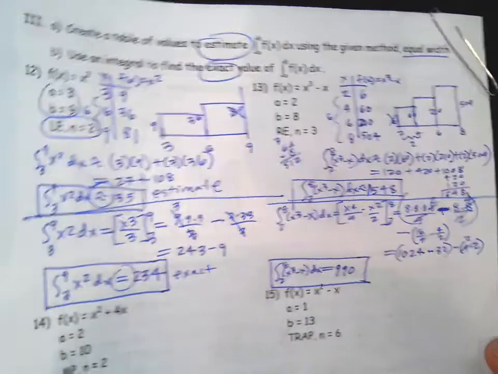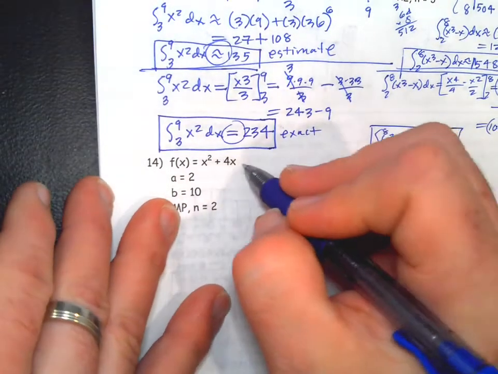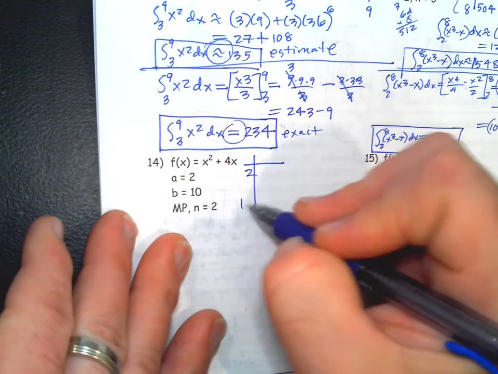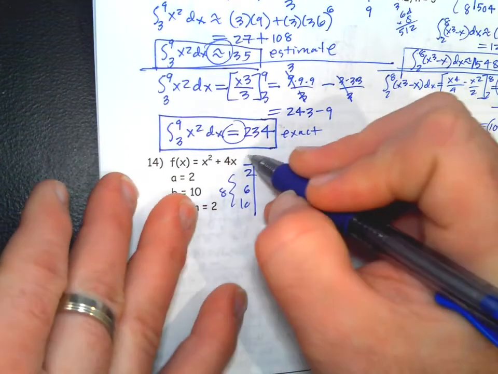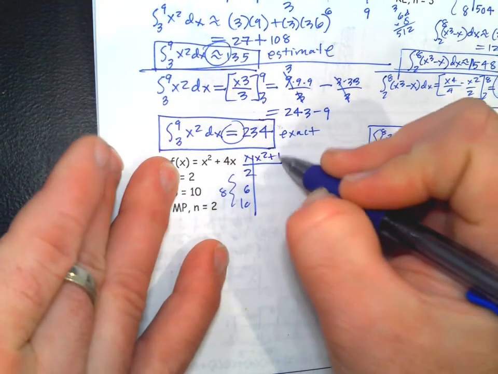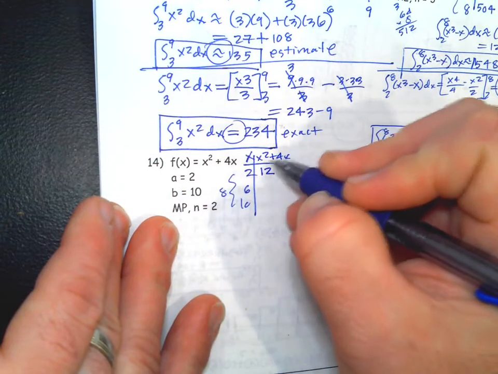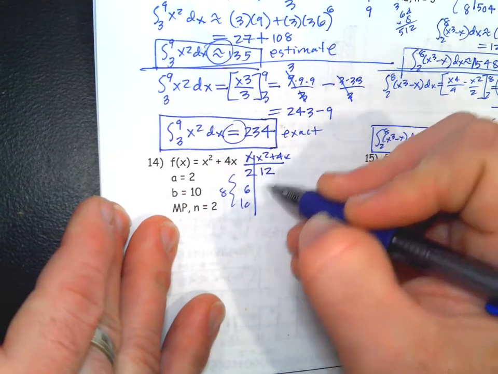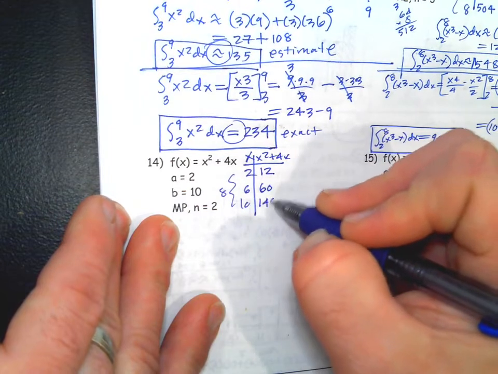Crazy. All right. Next one, 2 steps. Make a quick table. 2 to 10, gap is 8, so it's going to be 4. It's going to be 2, 6, 10. And plug in x squared plus 4x. Plug 2 in, we get 4 plus 8 is 12. Plug 6 in, 36 plus 24 is 60. Plug 10 in, 100 plus 40 is 140.